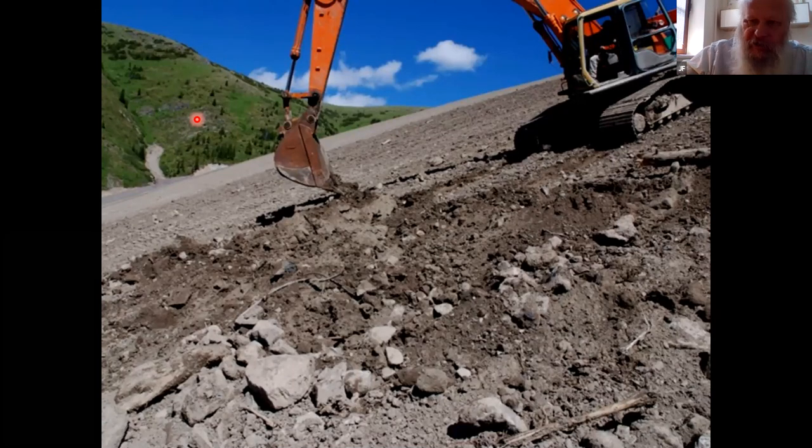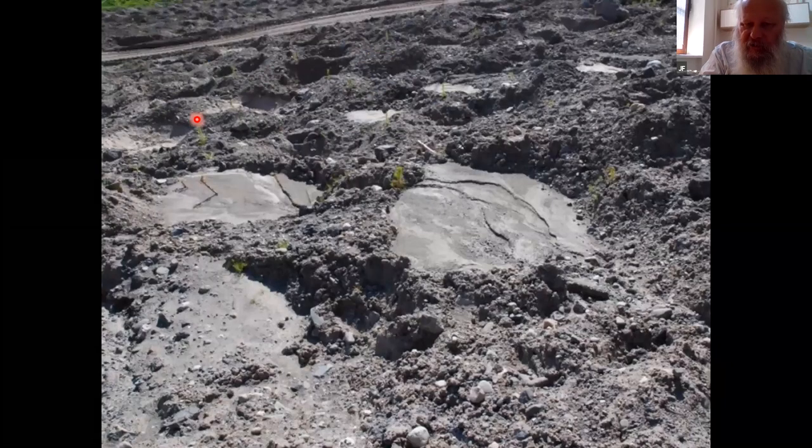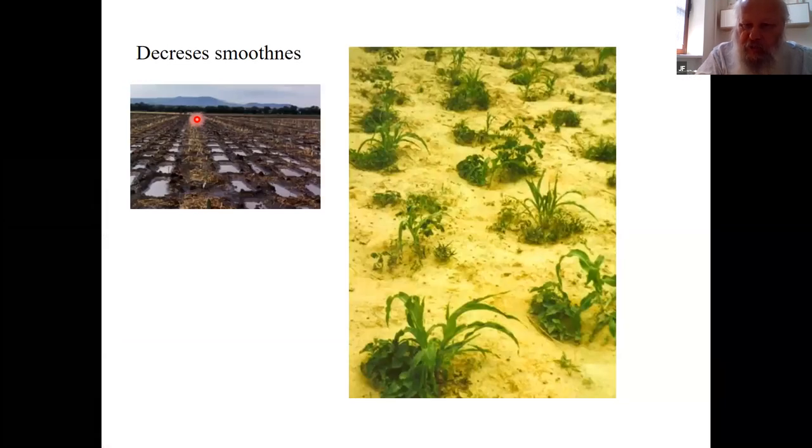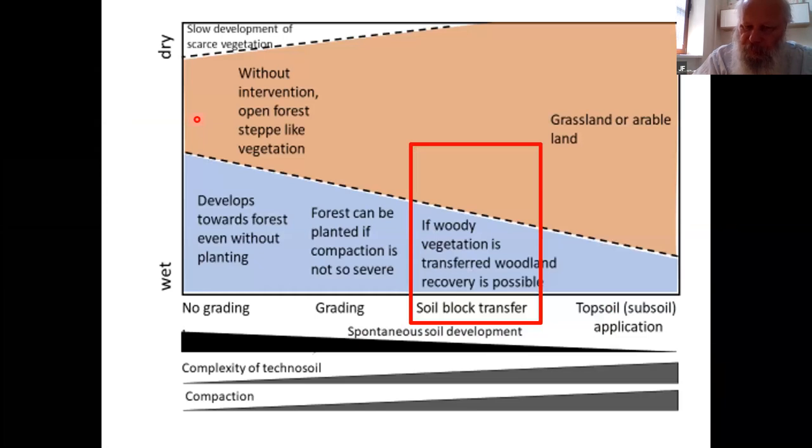If you need to grade your overburden for any technical reasons, you can still make it rough and loose later on by increasing surface heterogeneity, as I already showed. There are various approaches for doing that. This surface heterogeneity can trap water, slow erosion, provide safe spaces for vegetation to establish, and so on. Okay, so this was a comparison of forest development in graded and non-graded sites, and the technical consequences of that.